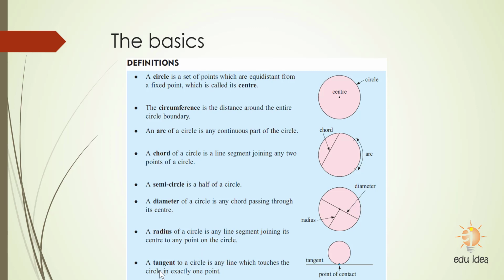Okay, the last one is a tangent to a circle. A tangent is any line which touches the circle in exactly one point. If you have a point on the circumference of the circle and a straight line which passes through only that point, so it doesn't pass through any other point on the circle, like this one, that is what we call a tangent. It will only pass through this one single point on the circle.